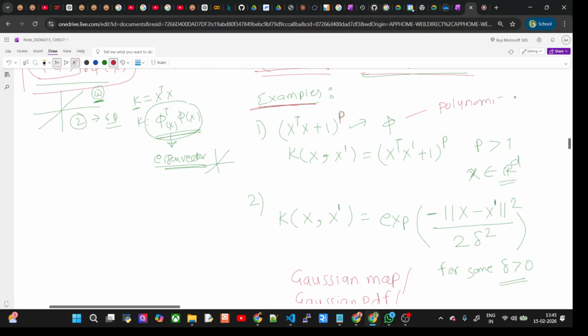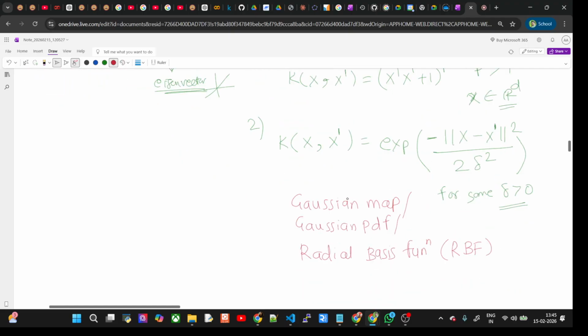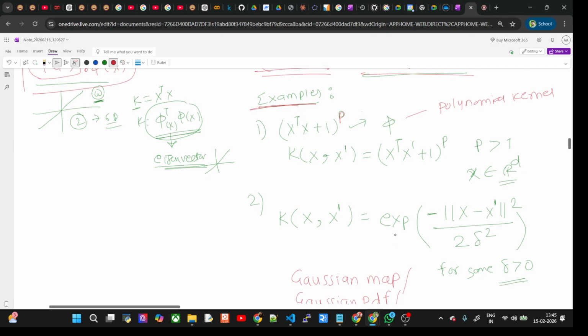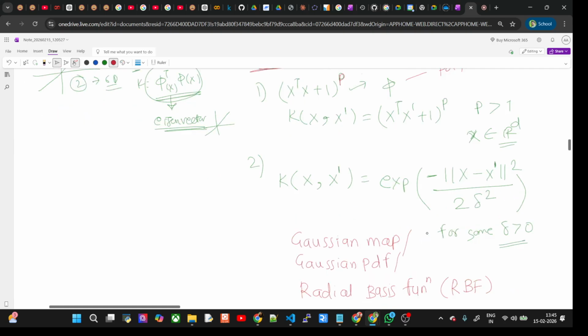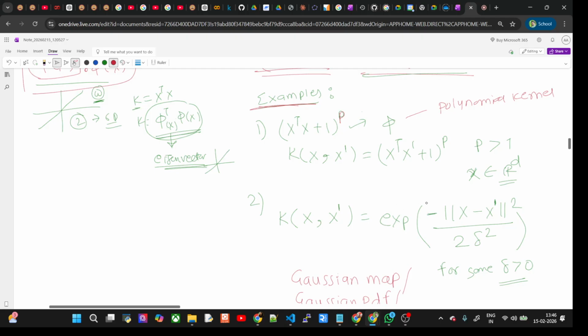I didn't want to give the name right now, but you asked me. So this one is called a polynomial kernel, and this is the Gaussian kernel, the Gaussian map, which we call the radial basis function. Combined, these two examples, 1 and 2, are called your kernel functions, and those kernel functions give you the kernel PCA. But we are not finished yet, I'm just giving you an overview. So why do we need this other function?